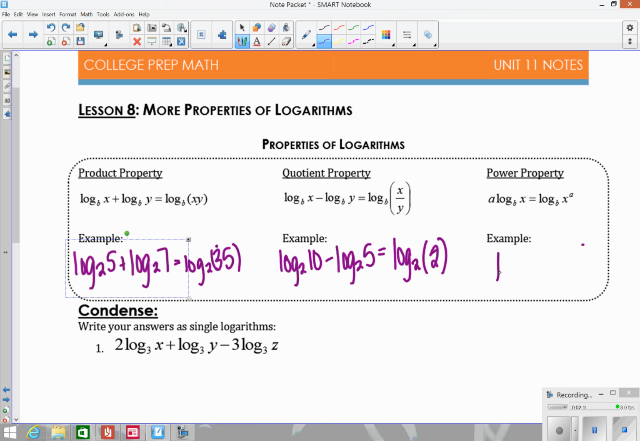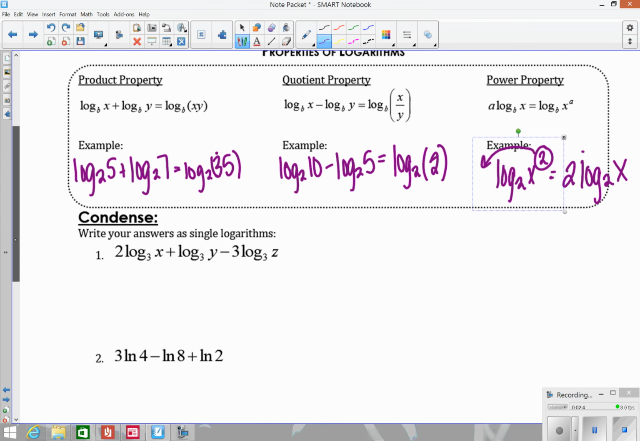If I have something like log base 2 of x squared, I can think of the 2 as the coefficient, so 2 times log base 2 of x, and vice versa. I could start with 2 times log base 2 of x and know that this 2 can get bumped up to an exponent. Seeing how these properties apply, we have two different types of problems that you would have to be able to do: one is condensing log expressions, and the other is expanding them.